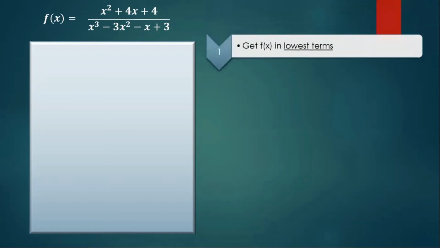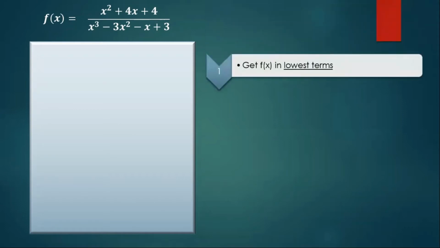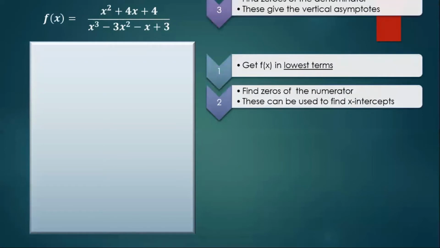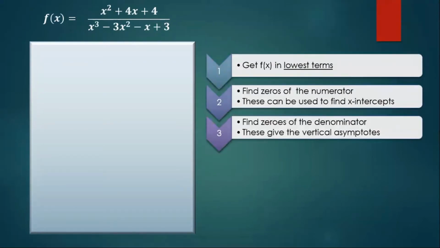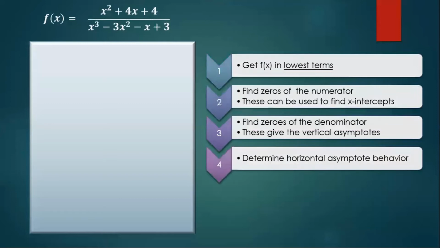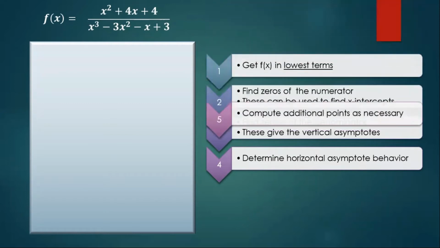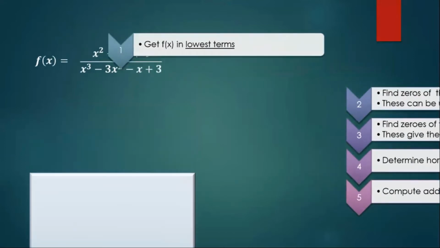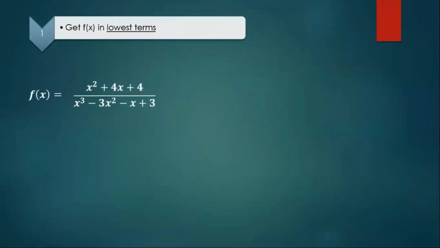What are those steps? Well, step one is to get f of x in the lowest terms. We want to factor both the numerator and the denominator. Step two, find the zeros of the numerator. Step three, find the zeros of the denominator. Step four, determine the horizontal asymptote behavior. This takes the place of finding the end behavior with our polynomial functions. And then we have to compute additional points as necessary. So let's get started.